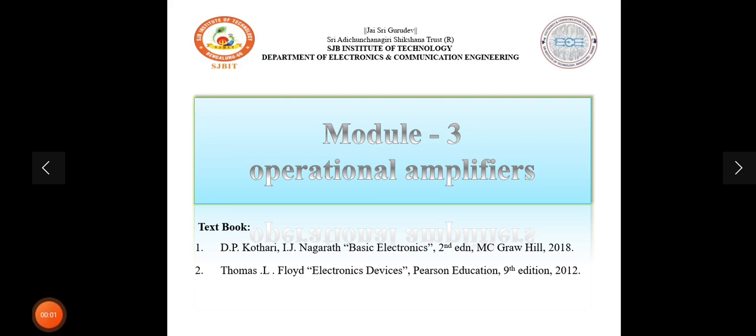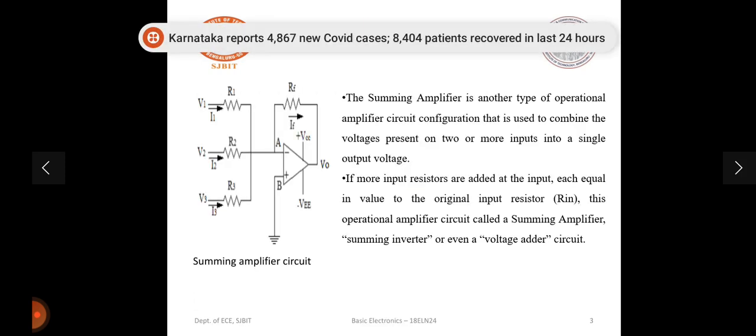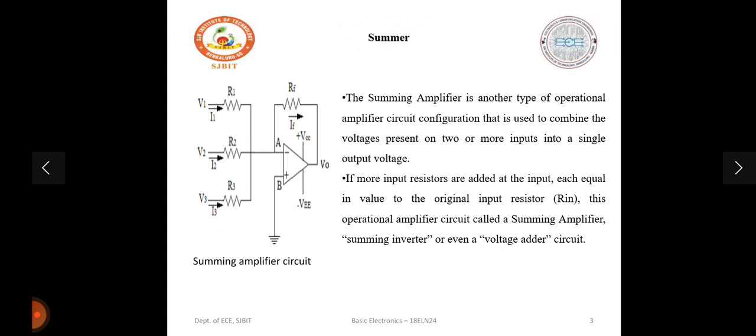Hello everyone. Today in this video we are going to study the application of the operational amplifier as an adder, subtractor and a voltage follower. The voltage follower, the summer and the subtractor are nothing but applications of operational amplifiers. Now let us begin with the summer circuit.